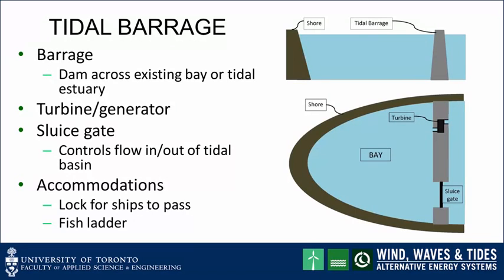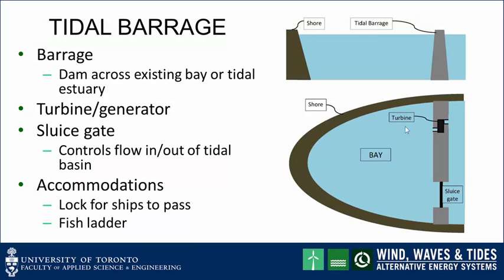There are really three key components of a tidal barrage: the barrage itself, a turbine generator set, and a sluice gate to control the flow in or out of the tidal basin. So in the drawing shown here, this semicircular, semi-elliptical shape represents the shoreline of a bay or a tidal estuary. A tidal estuary is a river mouth that enters into a bay which has a strong tidal flow.